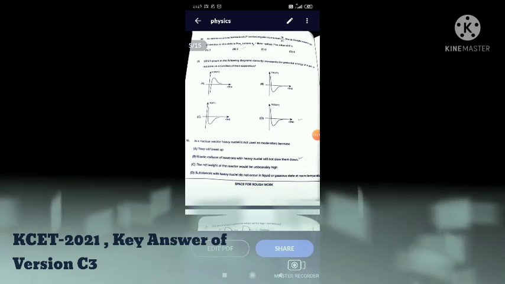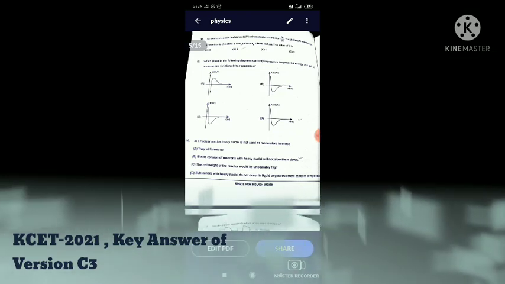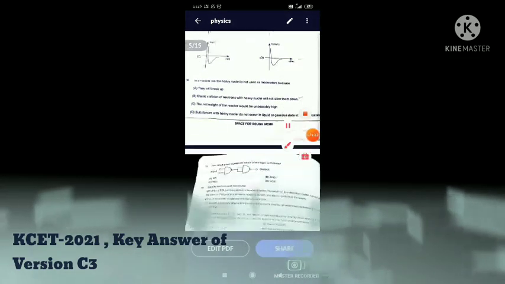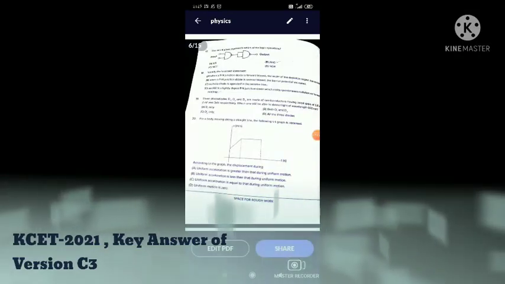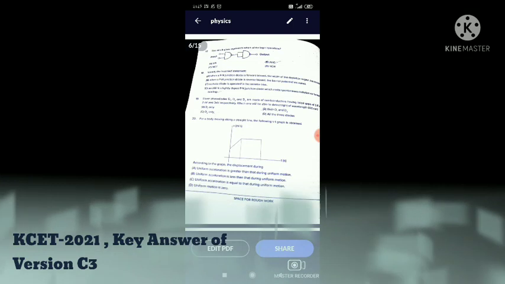In a nuclear reactor, heavy nuclei are not used as moderator because, here the correct answer is option B. B is the correct answer. Next we will move to the next question. The question number 17. The circuit given represents which of the logic operations?